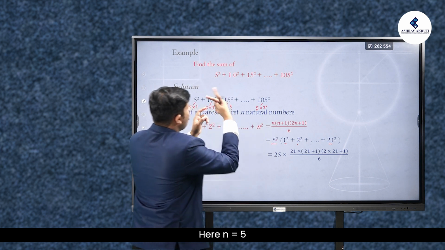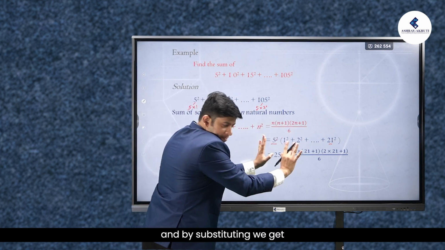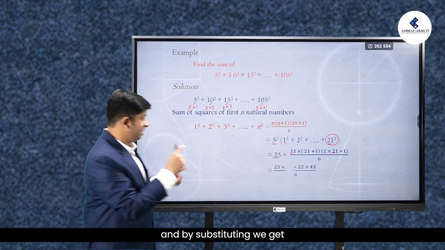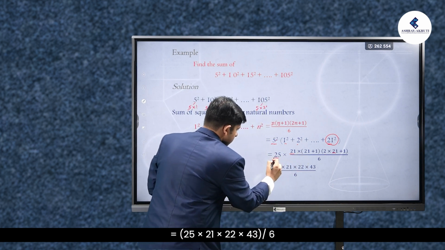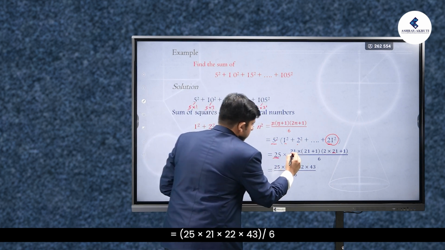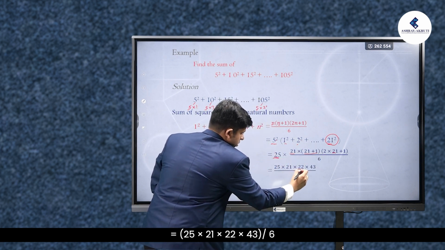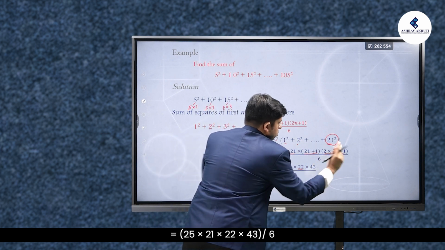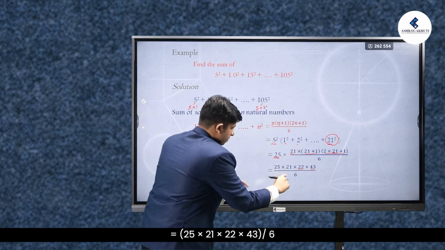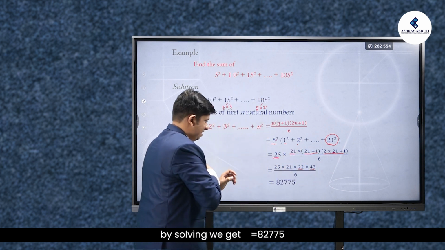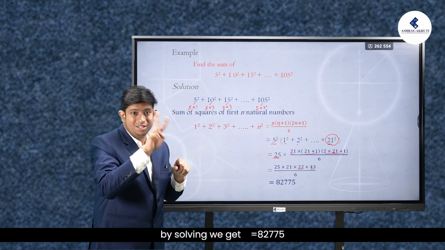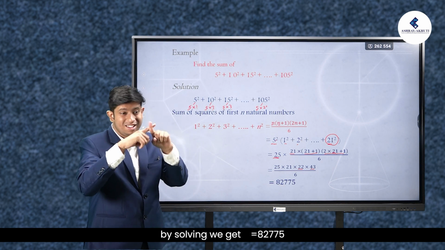Here n is equal to 21 and by substituting we get 25 into 21 into 22 into 43 by 6. By solving, we get 82,775.